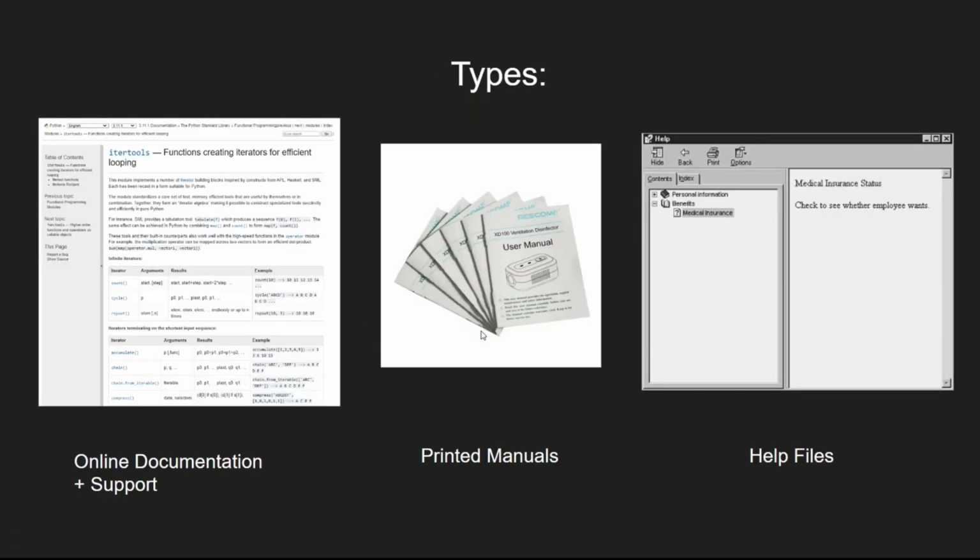As for the types of documentation, it mainly comes in three different forms. So the first one is online documentation support, and the example shown is Python library documentation. Second is printed manuals, and the example shown is an estimation vector manual. And the third one is help files, and the example is medical insurance service programs.